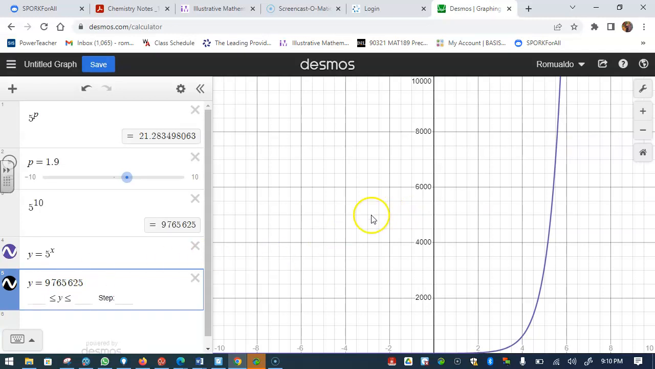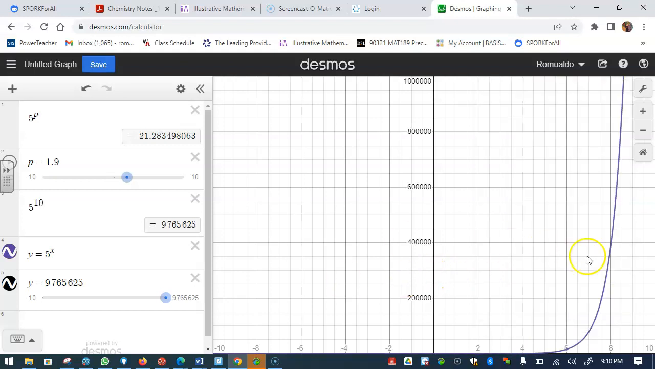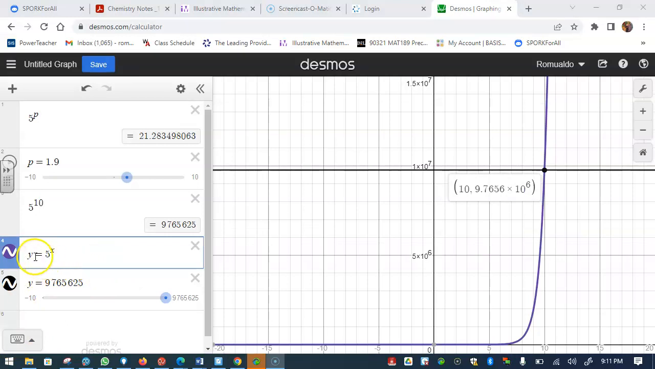So now, this one I put 10,000. I think I should put one more 0, and one more. So that takes care of it. So where is this line y equals? Okay, here it is. I just tried to type in y equals 5 raised to x and adjusted the y-axis to 15 million. That's like 1.5 times 10 to the 7. And then I put this 9.